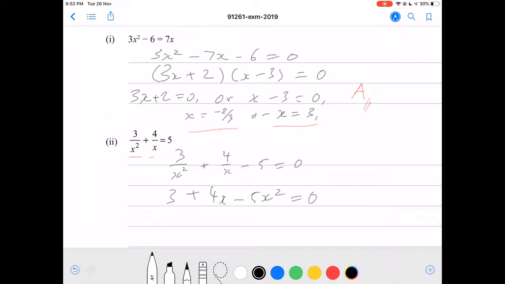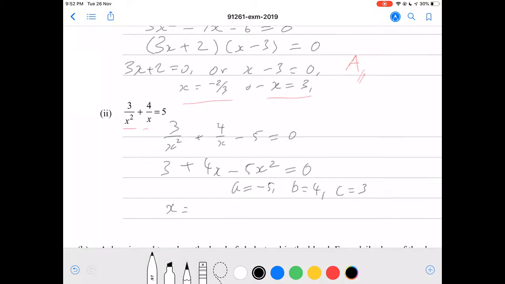So you can just plug this equation straight into your graphics calculator. So your a value would be negative 5, b value would be 4, and c equals 3. And if you plug into the calculator, you should get your answers as x equals 1.27 or x equals negative 0.47. And that would be your two answers for this question. And this is most likely just another achieved question here.